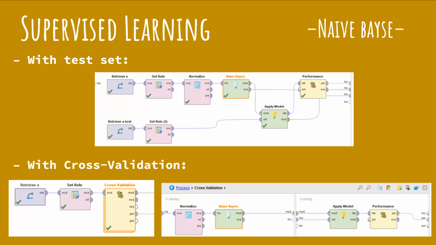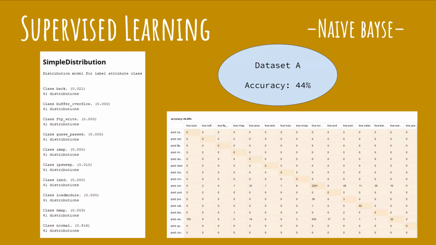Move on to the Naive Bayes. I set up the process the same as with the decision tree. As a result, I get 44% accuracy, so the accuracy gets higher. This is because Naive Bayes is a high bias and low variance classifier. It can build a good model even with a small dataset like dataset A.